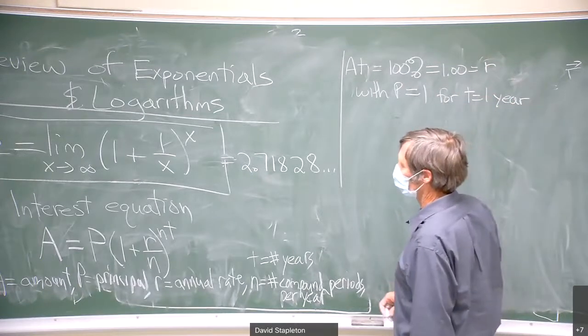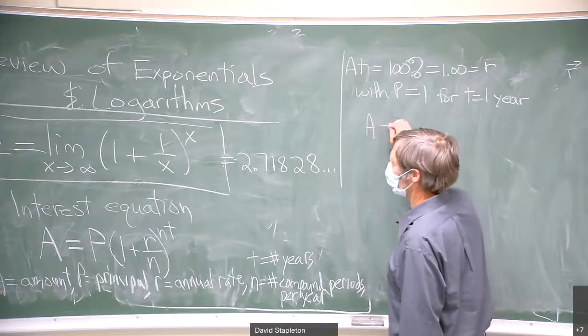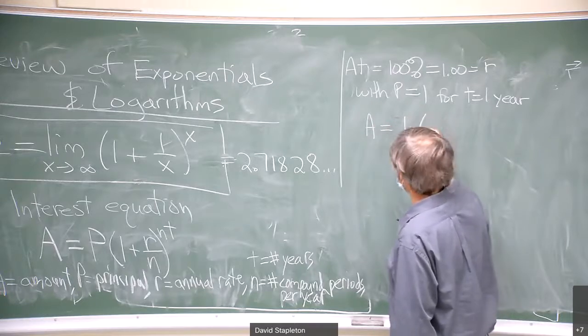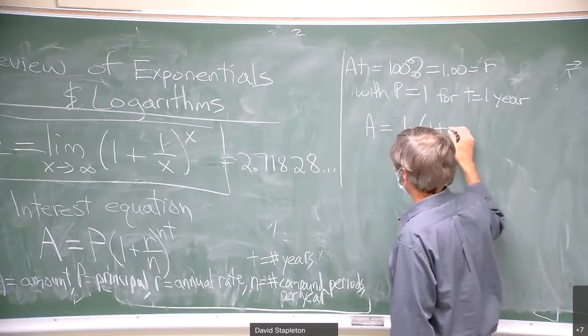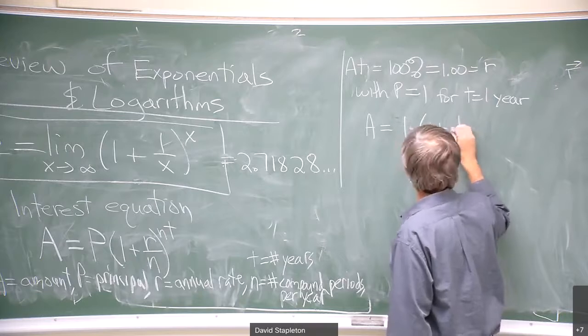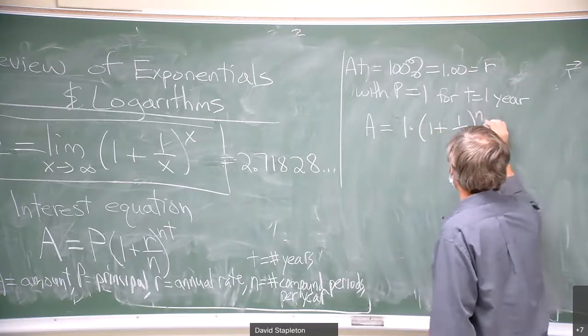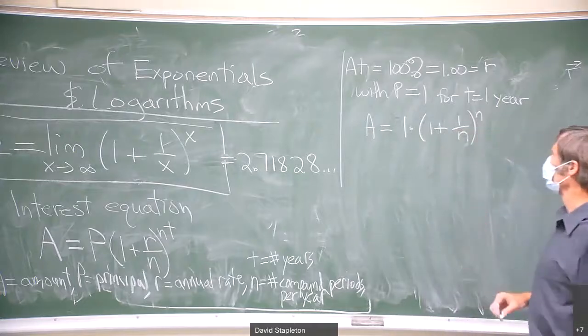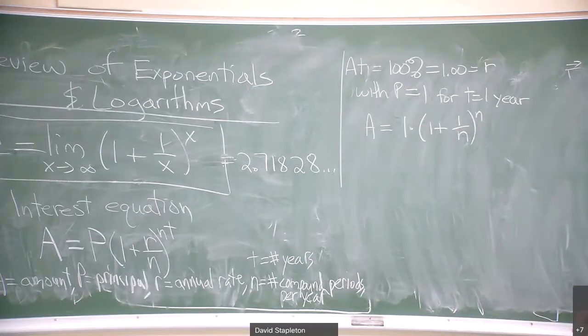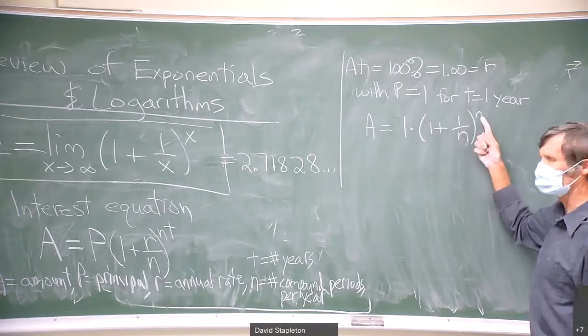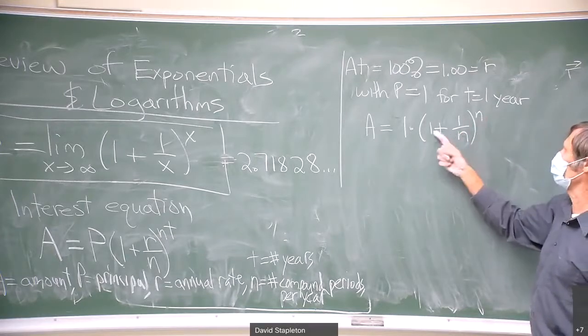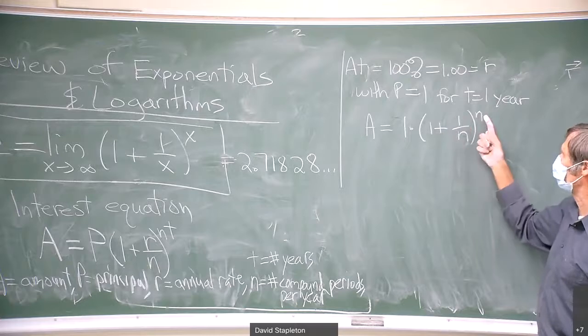What do you get? Your amount is 1 times (1 plus 1 over n) to the n times 1, right? You get this formula. That's your amount of money after 1 year. You might say, well, I want to compound 12 times a year, then I get (1 plus 1/12) to the 12, right? I want to compound 1,000,000 times a year, (1 plus 1 over 1,000,000) to the million.